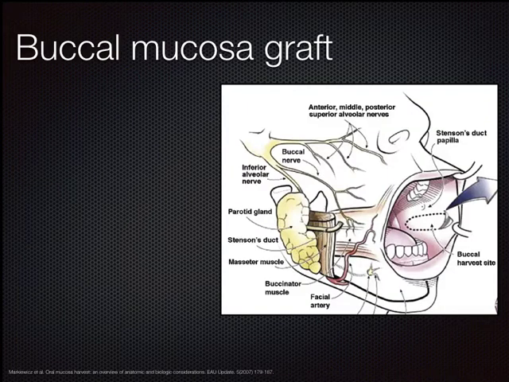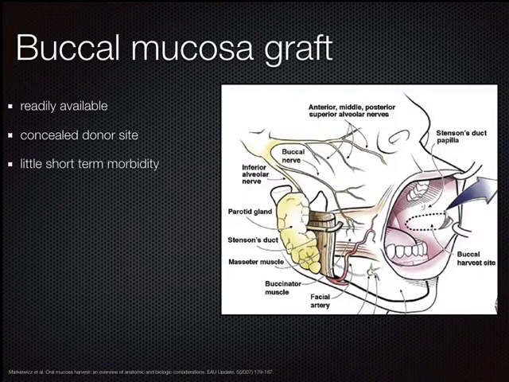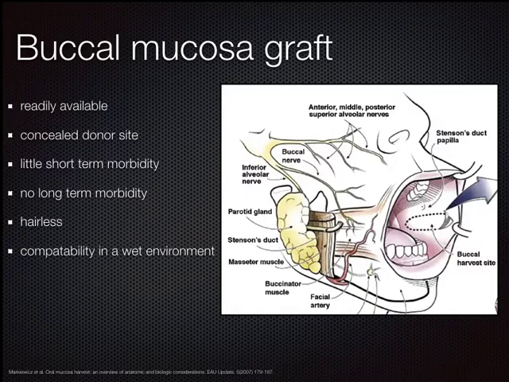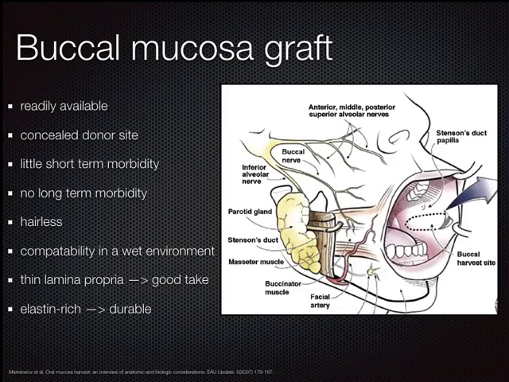Buccal mucosa grafts are ideal because they're readily available in all patients. They have a concealed donor site, little morbidity after harvest, and virtually no long-term morbidity. They're hairless and compatible in a wet environment and have a vascular thin lamina propria which can facilitate graft take, as well as an elastin-rich epithelium, making them quite durable.